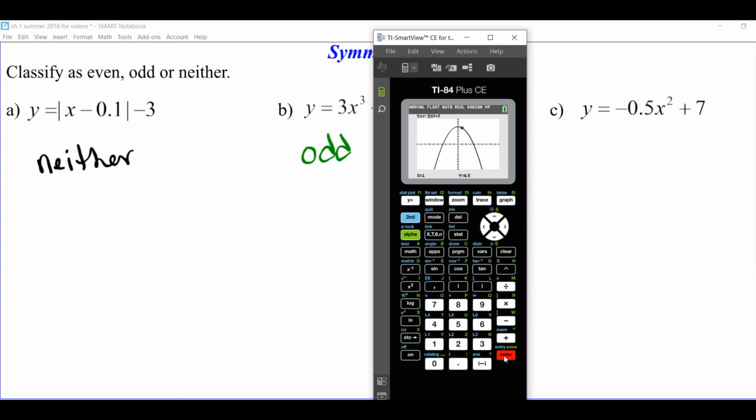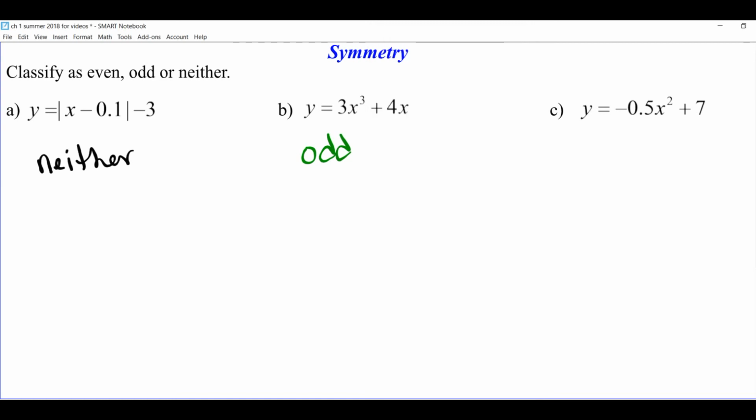If you want to check again, you can use some different values. So here I'm going to put in 3, and then I'm going to put in negative 3, and both of those times I'm getting y values of 2.5. So that confirms for me that when I put in opposite values of x, I'm getting equal y values. So equal y values means that this function is even.